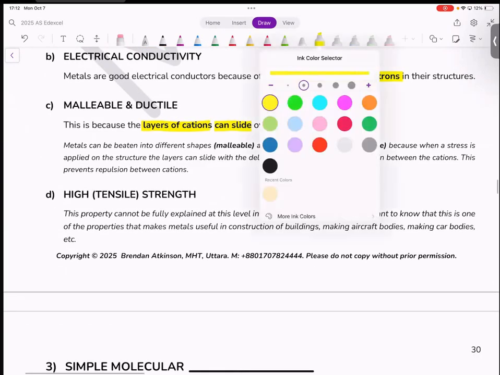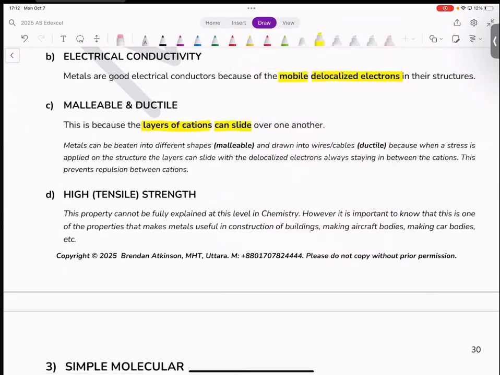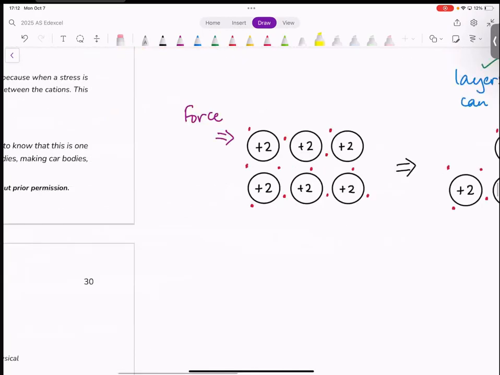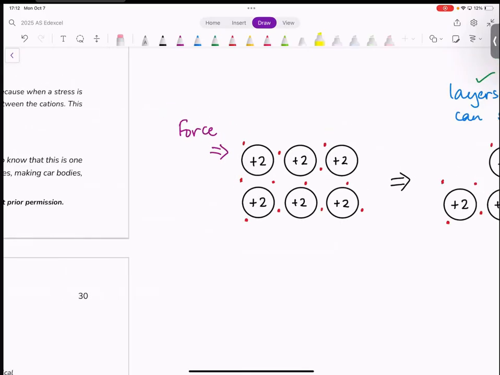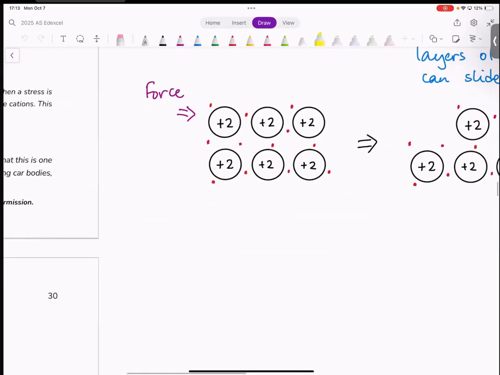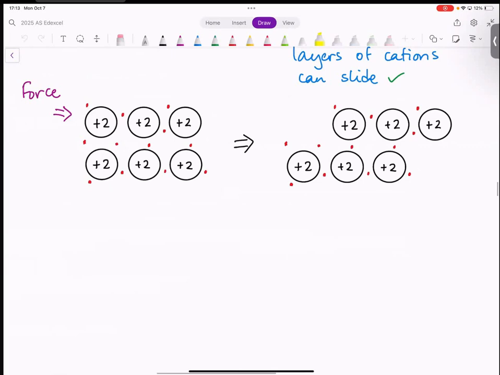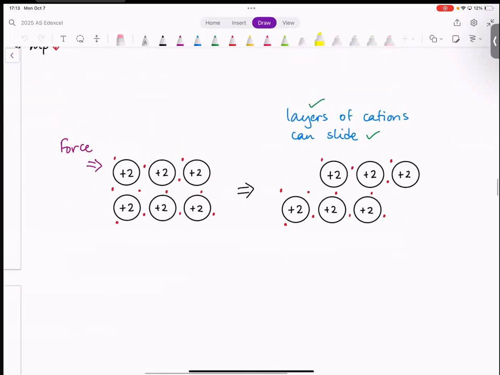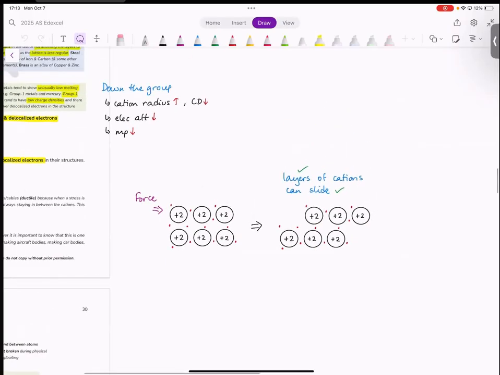Metals can be beaten into different shapes. They're malleable because of this reason. When you apply force to a metal lattice, what happens? The layers can slide because the electrons are mobile, unlike the anions in the giant ionic lattice. So the layers can slide around and therefore it can deform. Okay, so next.